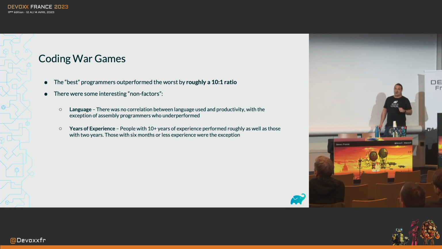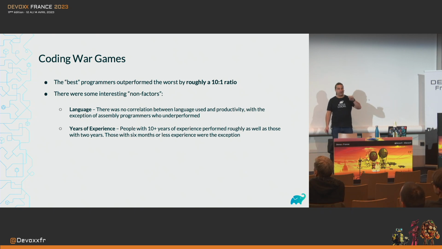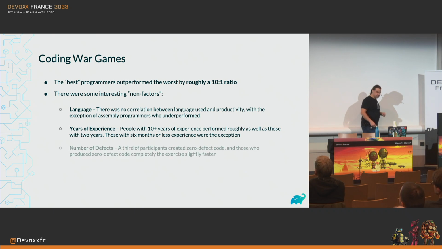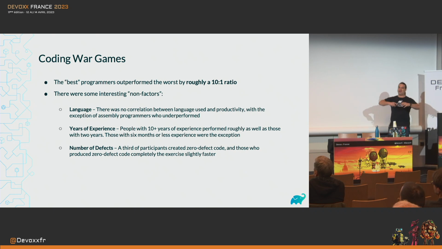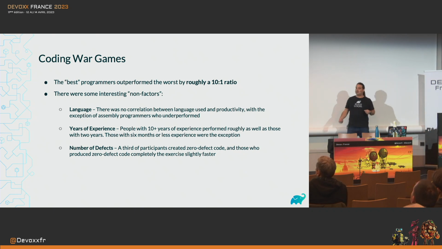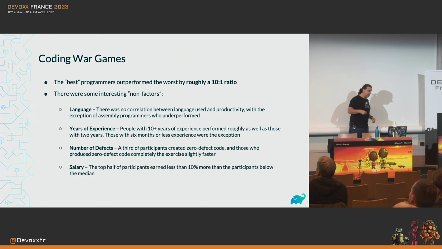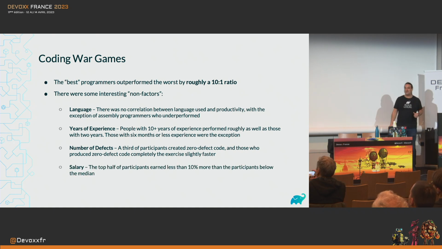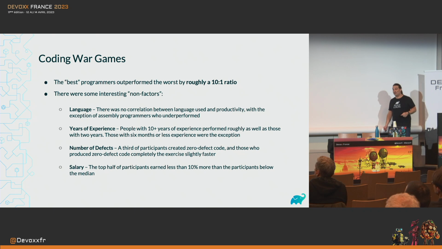This one's a hard pill to swallow. Years of experience didn't really matter either. Whether you had 2+ years of experience or 10 more years of experience, you were producing at roughly the same rate. The drop-off happened at around 6 months of experience. Number of defects. Okay, so are you just cranking out code really fast, but it's terrible, buggy code? No. The top performers created defectless code. They didn't have any bugs in their code. And then another bitter pill, salary. The top performing developers were only making about 10% more on average than the bottom performing developers.